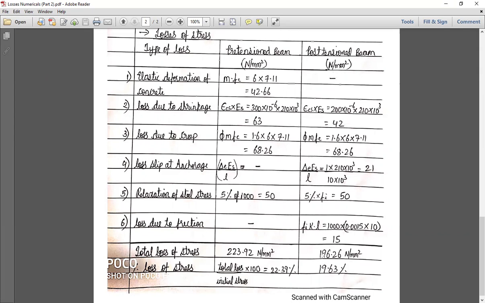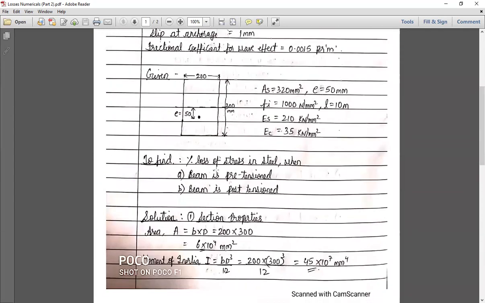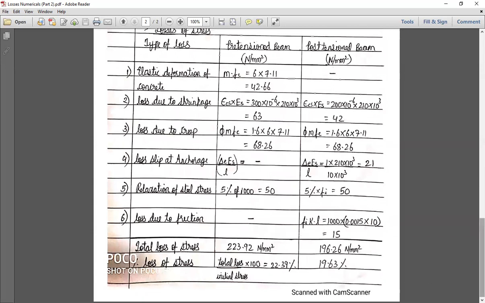From this we can clearly see that the losses in post-tension are less as compared to the losses in pre-tension. Now the percentage loss of stress is asked in the question. What is asked in the question? It is asked to find out the percentage loss of stress for both conditions, pre-tension and post-tension. So now let us find out the percentage. Percentage is total loss upon initial stress into 100, and again this is total loss upon initial stress. So this is 22.39 percent and this is 19.63 percent.